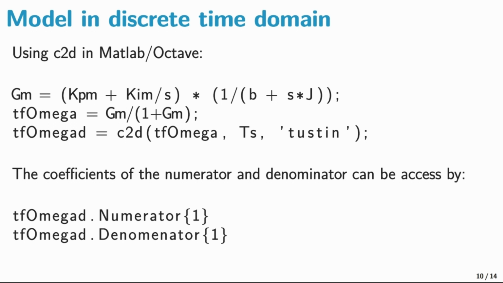In MATLAB or Octave, the first two lines of code define the continuous time domain model for the closed loop system. Then, using the C2D function, we can obtain the discrete time equivalent with the chosen sampling time. The resulting numerator and denominator coefficients are stored in cell arrays, which can be easily accessed from the terminal using the commands shown at the bottom of the screen.